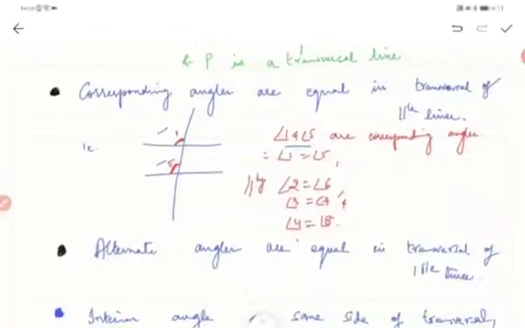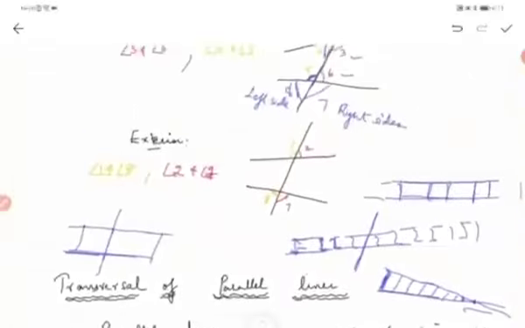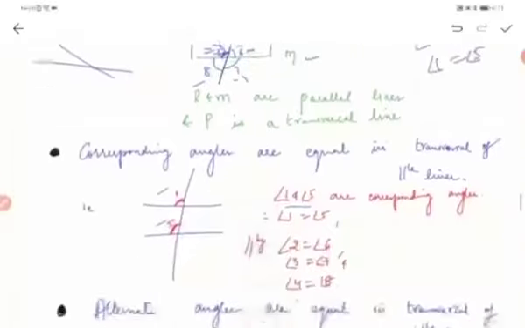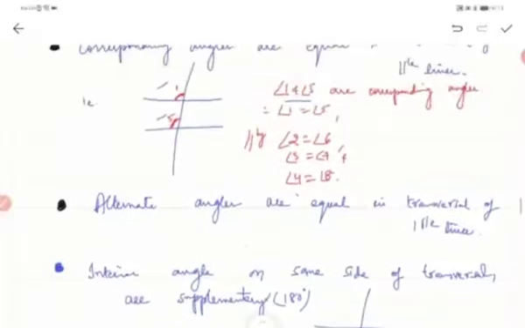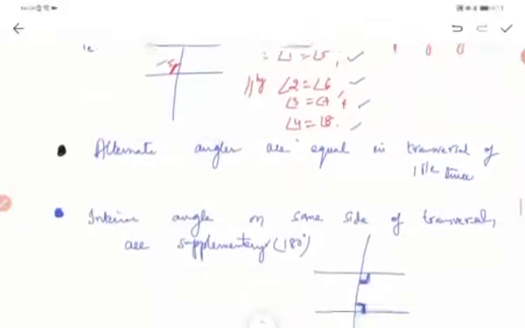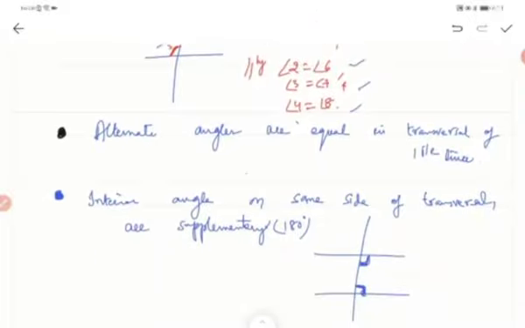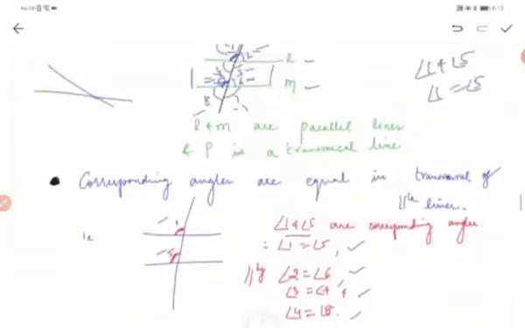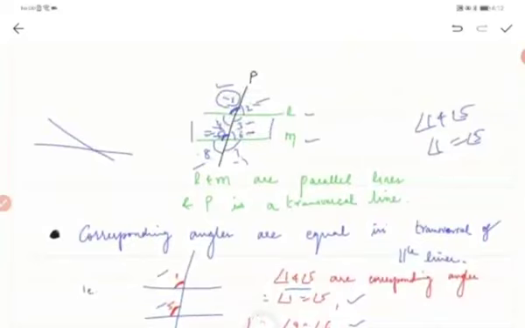This is how there is a little change in your corresponding angles, and the rest are all the same, that is, the interior and exterior angles whatever we see. So corresponding angles here are equal. Now what about alternate angles? Alternate angles are again equal in a transversal of parallel lines. So what are the alternate angles from this picture?